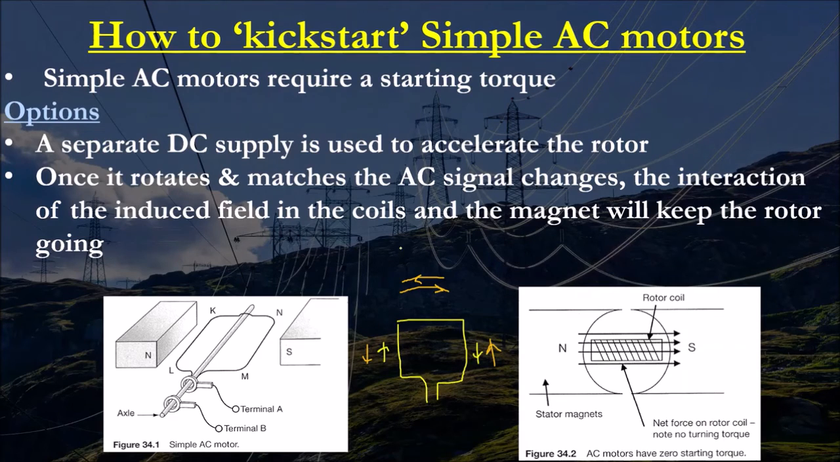And so to help it rotate and accelerate at the start, there's usually a separate DC supply that's added into the rotor first. Once the rotor starts rotating, we try and match it back up with an AC signal, and so that will induce a field in the coils and the magnet will keep the rotor going. So that's how we try and ensure the AC motor starts rotating. We start it with a DC source. Once it starts rotating, we change it to AC.